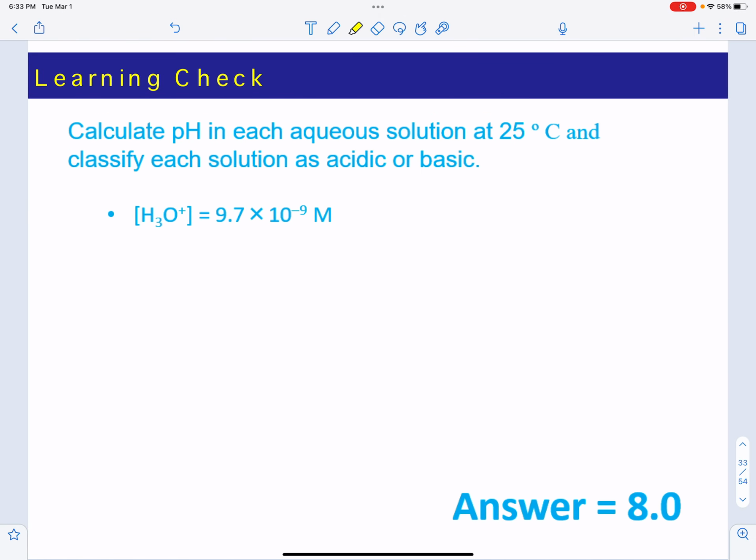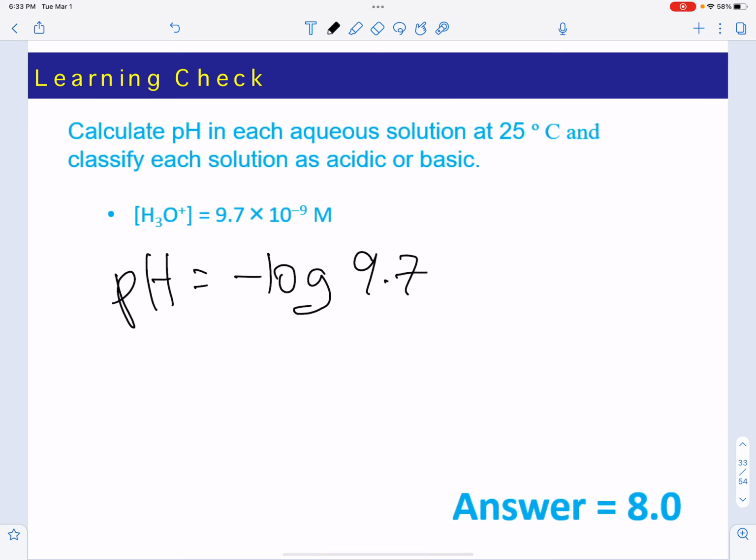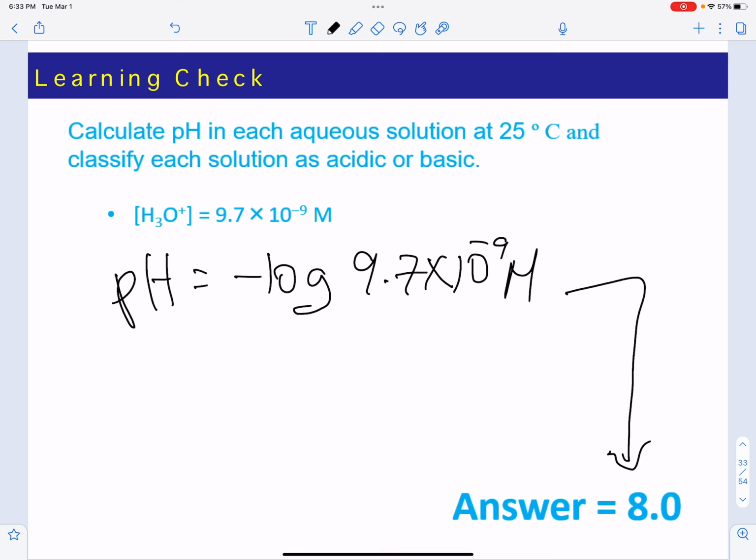Well, we're given the hydronium concentration. So therefore, pH equals minus log of the hydronium concentration given. Just plug it in on your calculator, and you should get a pH of 8. And then based on that, we are asked to decide if the solution is acidic or basic.